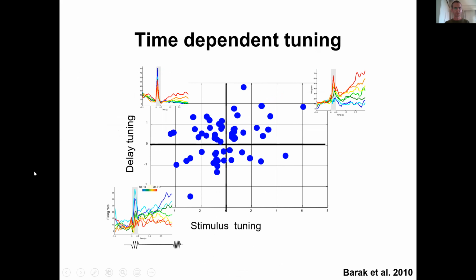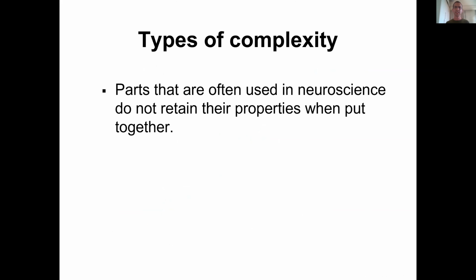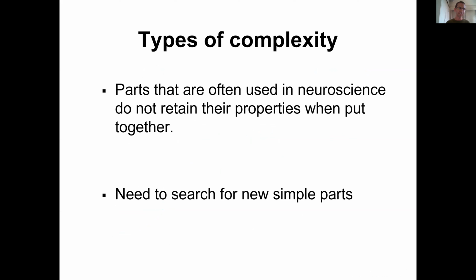This is also true in work that I did analyzing data from the Romo lab, where tuning curves were done both during the stimulus and during a delay period. And you can see that while there is a correlation, about a third of the neurons sit sort of in the wrong quadrants. So a neuron that is positively tuned in one epoch of the task is then negatively tuned in another. What all of these examples show is that these parts or these components that are often used in neuroscience do not retain their properties when they are put together into the big system. And that sort of leads us to search for new simple parts.